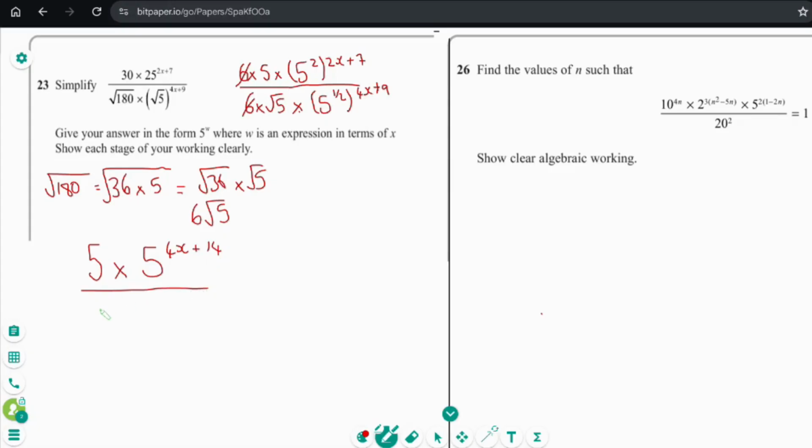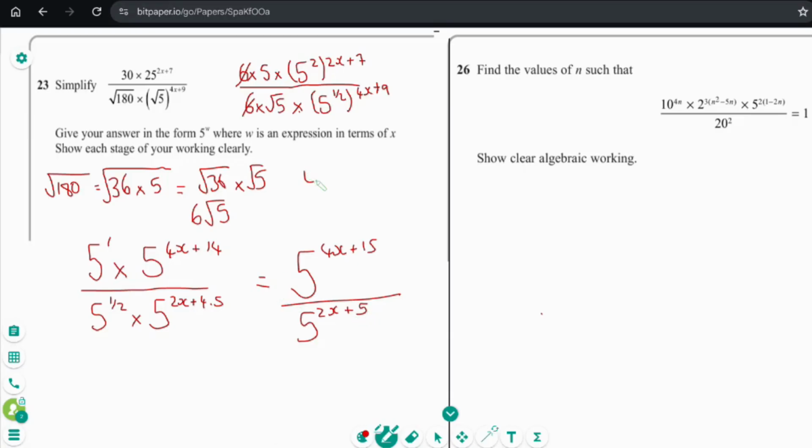Now for the denominator, we've got 5 to the power of half times 5 to the power, power of power. So I'm going to multiply here. Half of 4x plus 9 would be 2x plus 4.5. That's power 1. So let's just simplify this. 1 add 4x add 14 would be 4x plus 15. And then half add 2x plus 4.5, that'd be 5 to the power 2x plus 5.